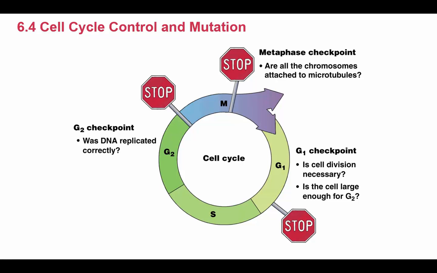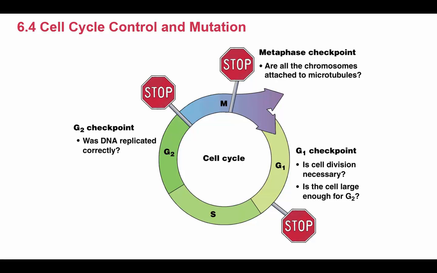However, if the answer to the questions is yes, the cell goes into the S phase, it then goes into the G2 phase, and at the end of G2, again, those proteins stop the cell and they ask a question. The question here: was DNA replicated correctly? Is all the DNA copied? Was it copied correctly? Again, if the answer is no, then the cell is not allowed to proceed. If the answer to the question is yes, then it moves on to mitosis.